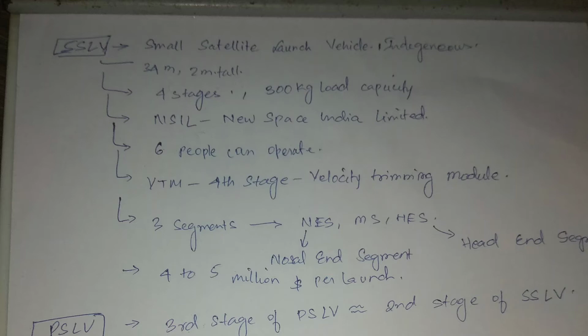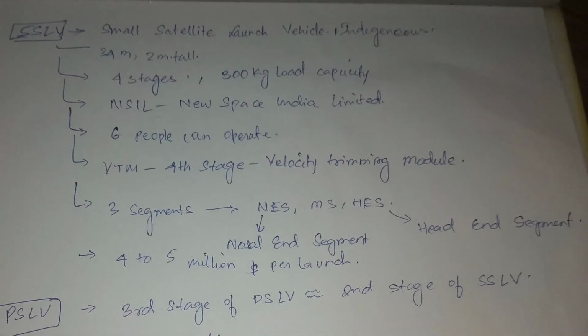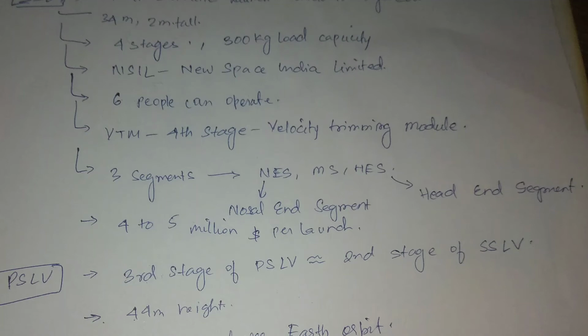You may remember it, you may not remember it. It is not important. Fourth stage, just VTM. Try to remember velocity trimming module. It has 3 segments: NS, MS, and HES. NES is nozzle end segment, and HES is head end segment.